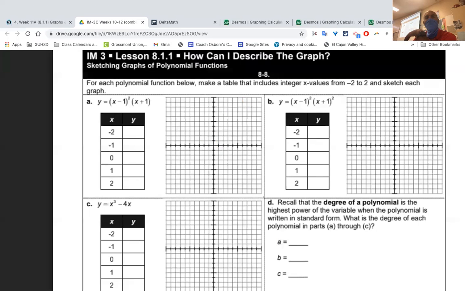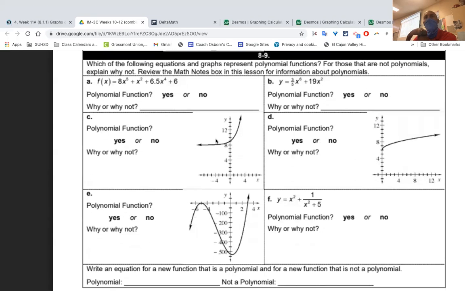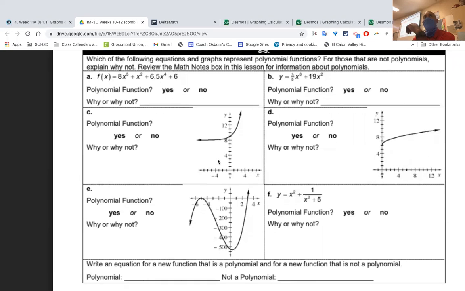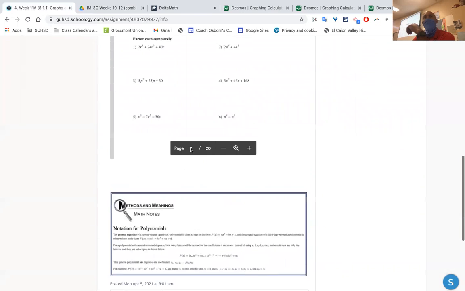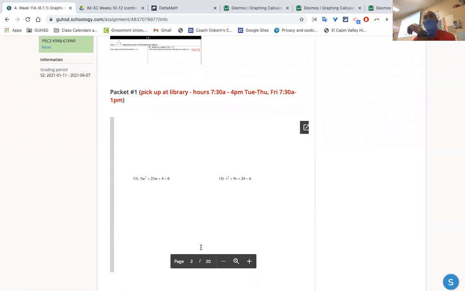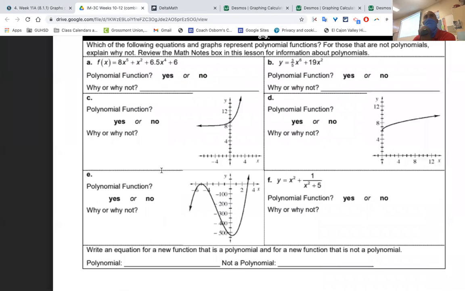Okay. All right, down here. Now, recognizing polynomials. If you go back to the assignment itself in the packet, I added some notes down here because it says in here, review the math notes.